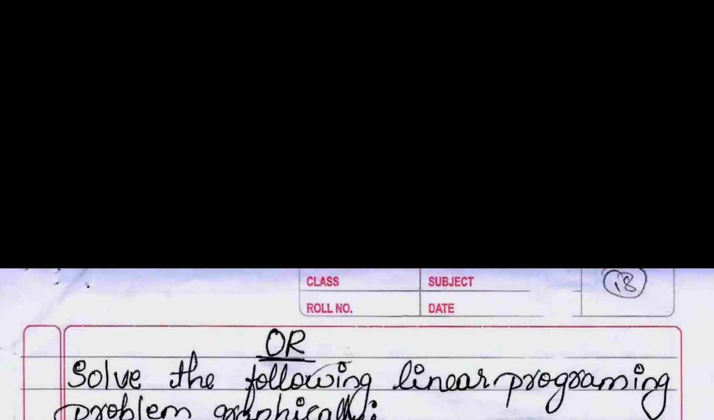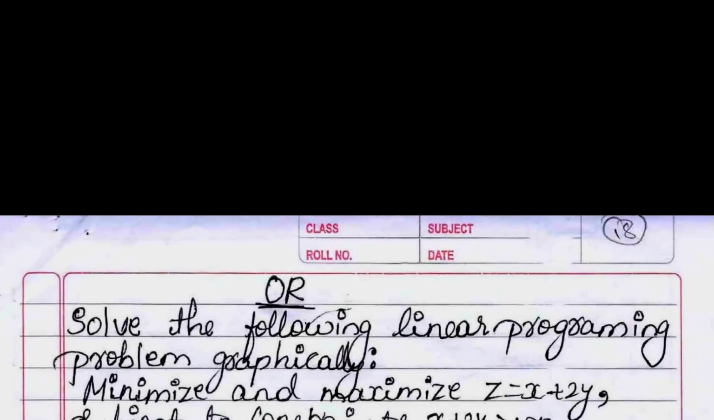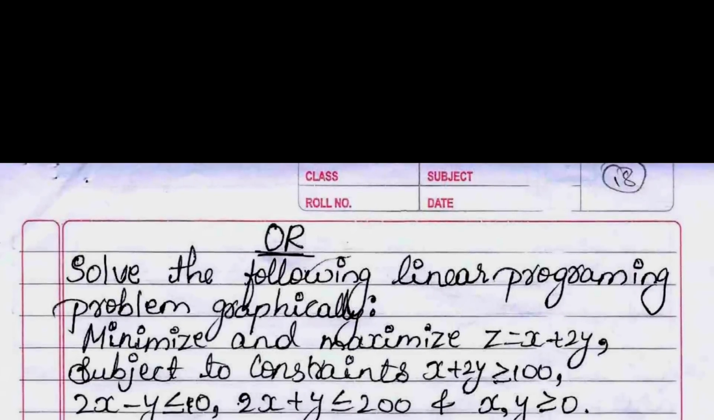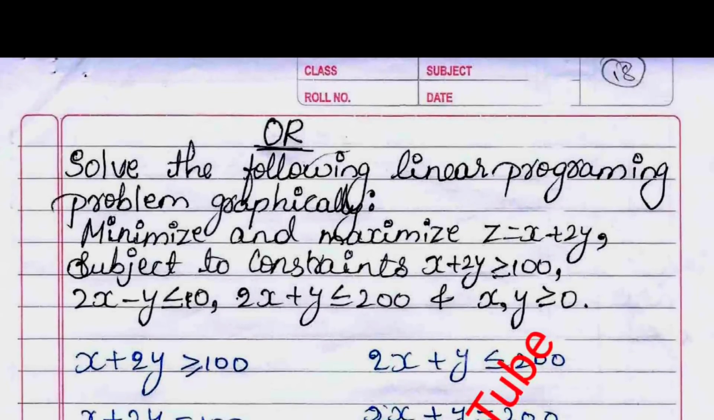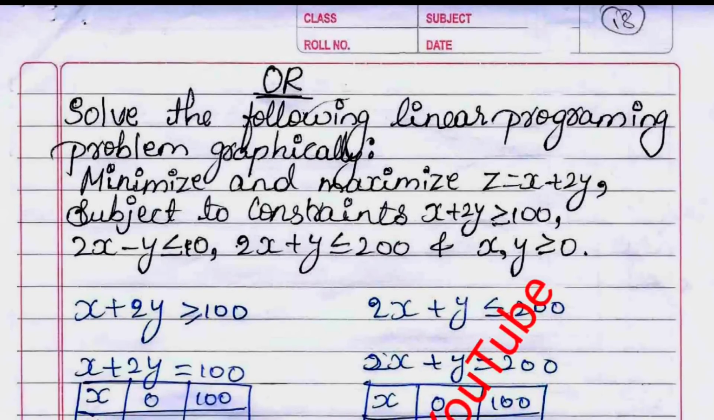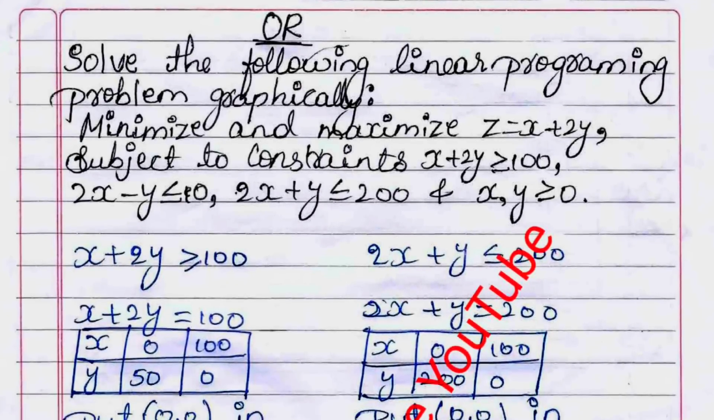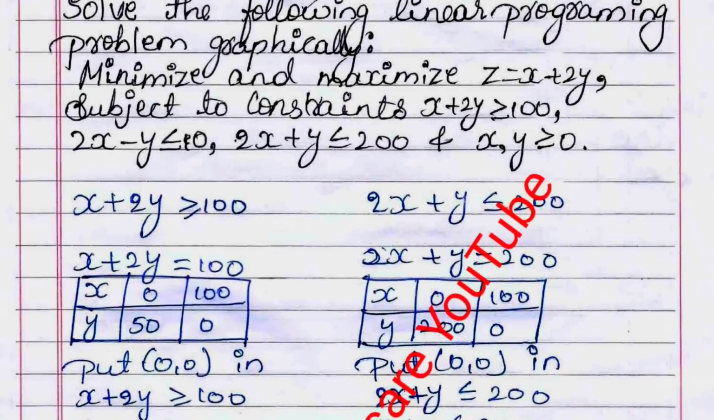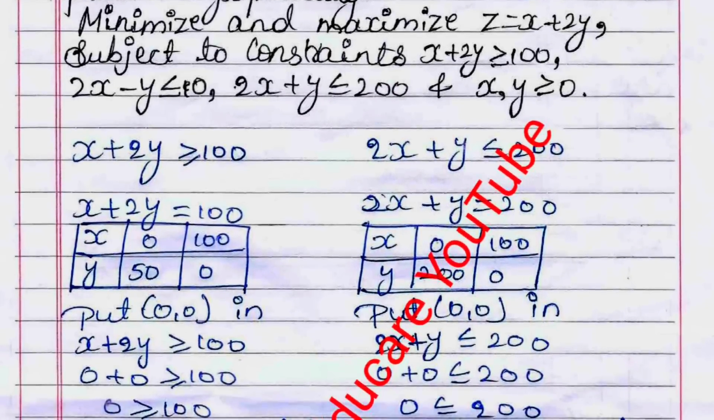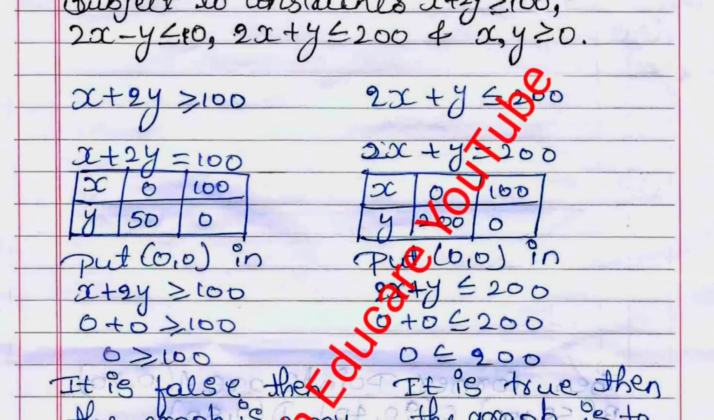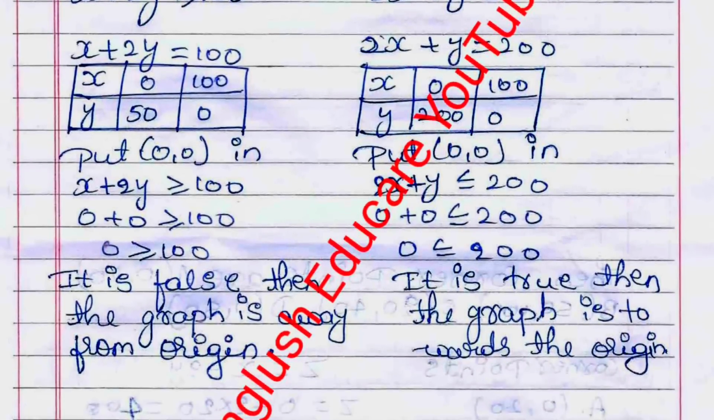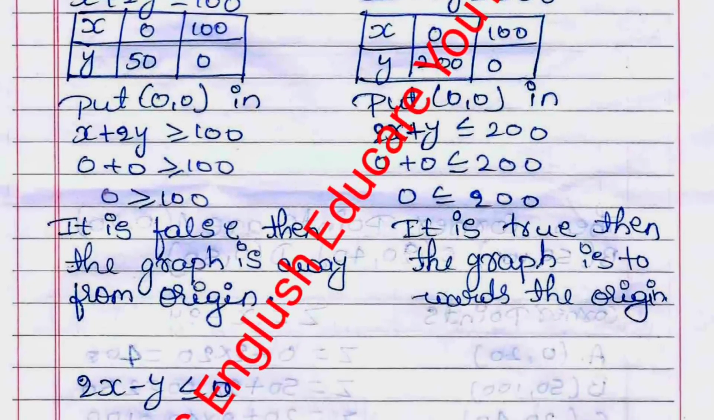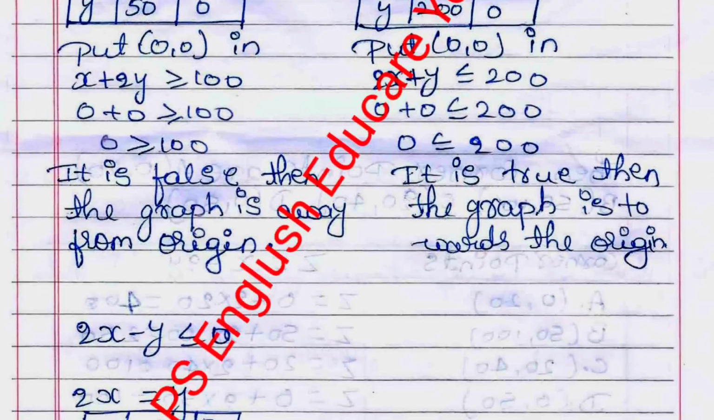Or solve the following linear programming problem graphically. Minimize and maximize z = x + 2y subject to the constraints x + 2y greater than or less than 100, 2x - y less than or greater than 10, 2x + y less than or greater than 200, and x, y greater than or less than 0, and below is the graph.